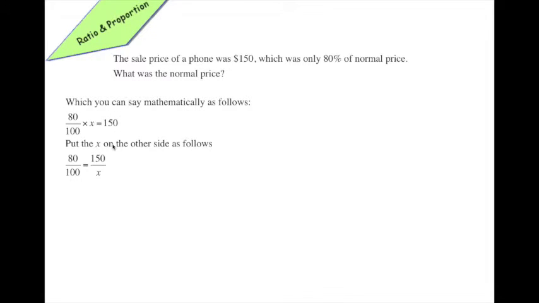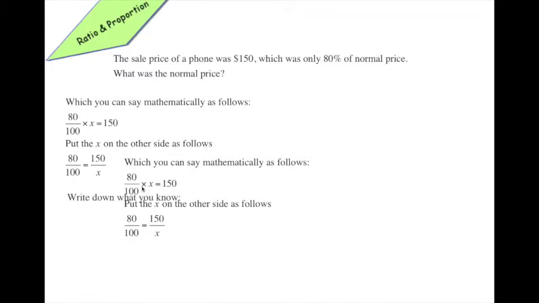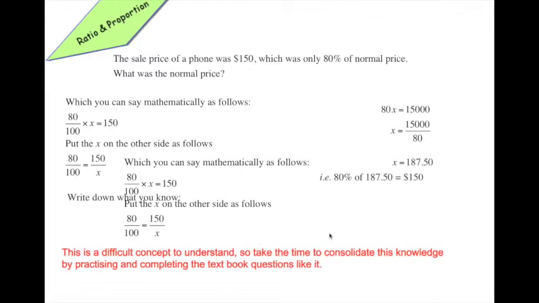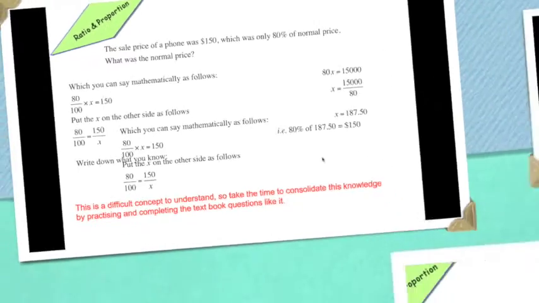So to get the x over this side, we've divided it, so we end up with 80 over 100 equals 150 over x. That becomes 80x, which equals 15,000. 15,000 divided by 80 becomes $187.50. So therefore, 80% of $187.50 equals 150, which is the part here. And you can again check your calculations. Type in 0.8 times 187.5 in your calculators, and it should come up with 150.